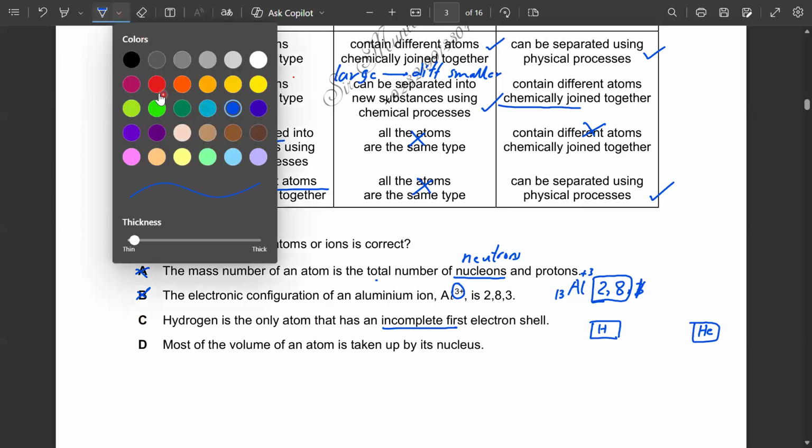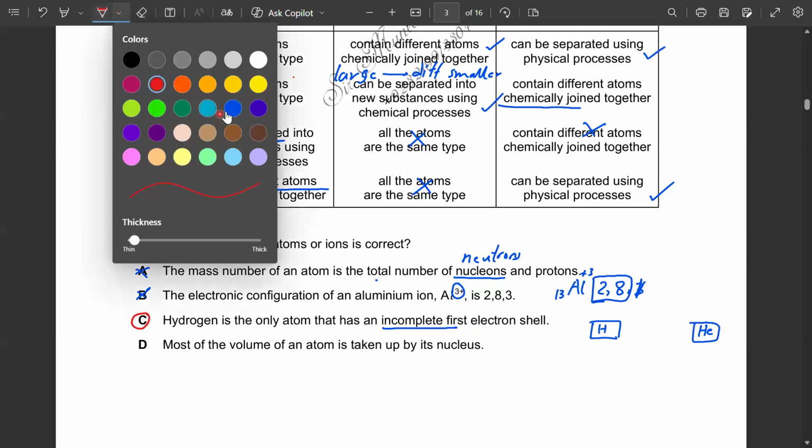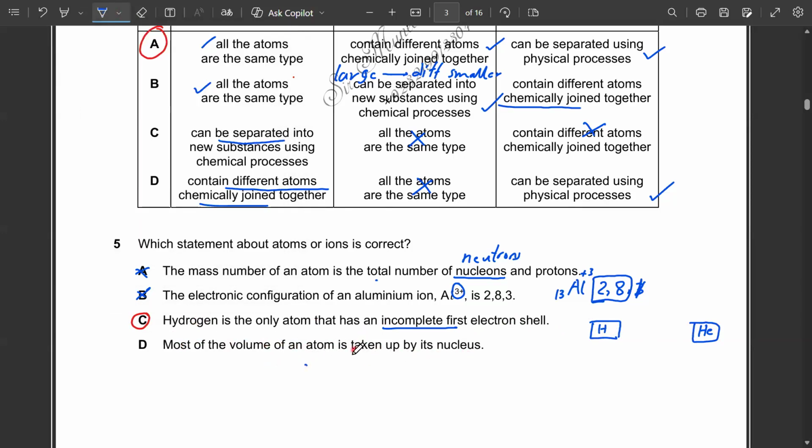And about the D option, it says most of the volume of an atom is taken up by the nucleus. So it is not the volume, it is rather mass. The mass of the whole of the atom is mostly taken up by the nucleus. So that's why D is incorrect.